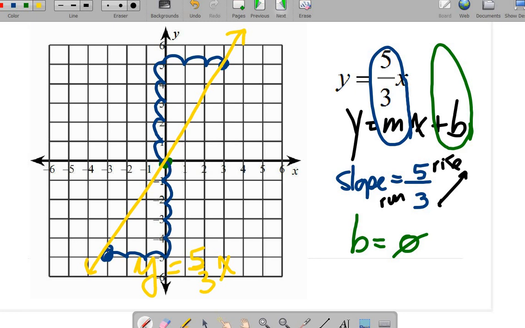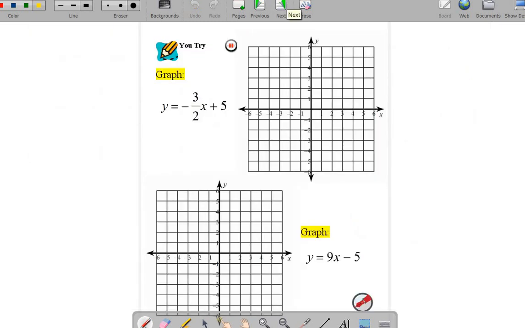Okay, I've given you 3 examples. This page, you're going to do on your own. So pause the video, restart when you're done. Alrighty, let's check.